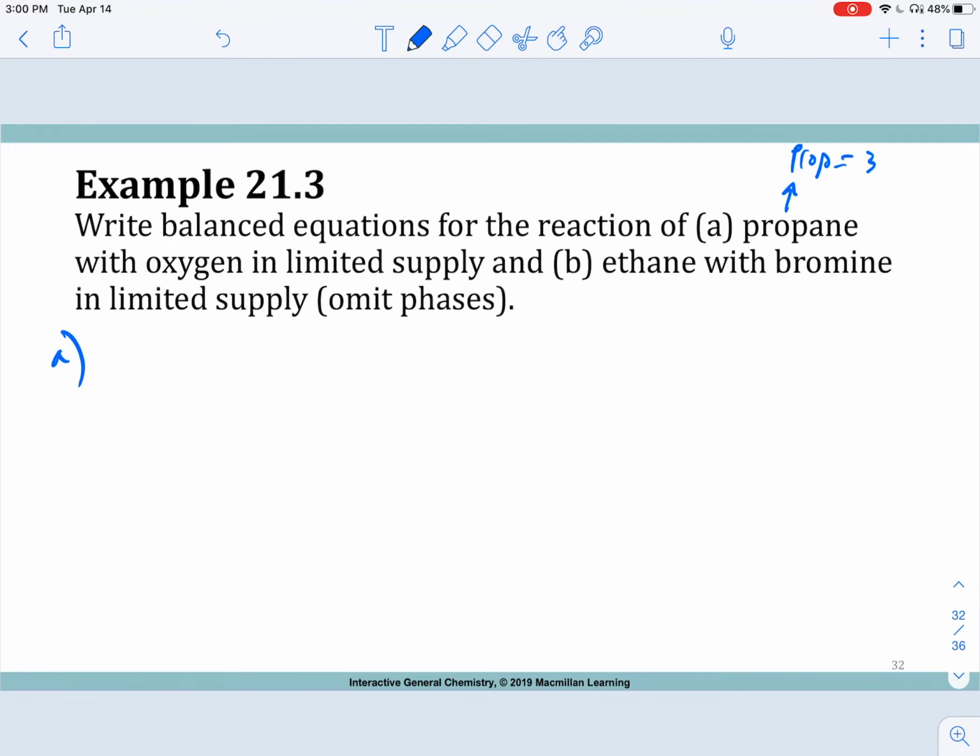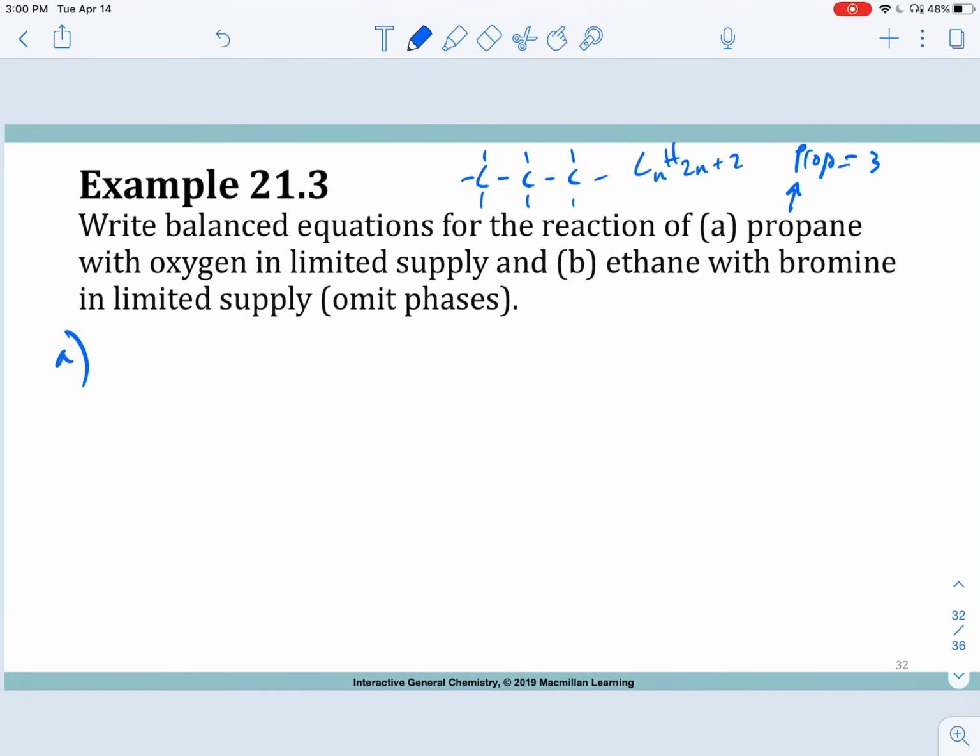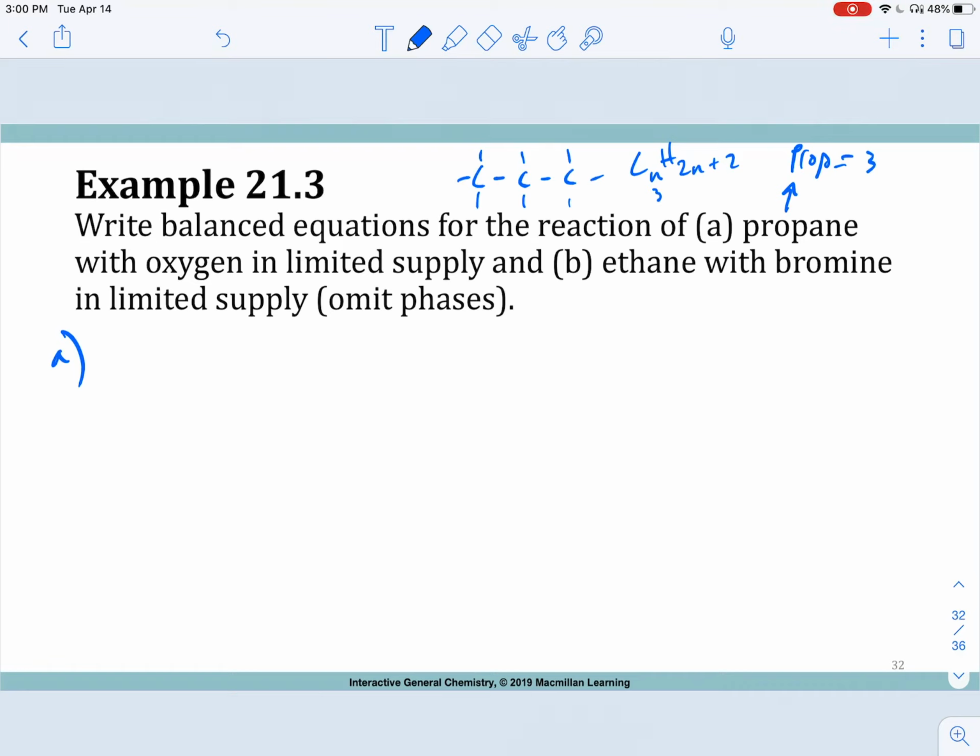So if I have 3 carbons, I need to fill this up with hydrogens. Now there's no substituents. So what do I get? C3H, 1, 2, 3, 4, 5, 6, 7, 8. That's how I do those to remember those. Or you can remember that it's going to be CnH2n plus 2. That's also the formula you can use. So this would be 3, and this is 2 times 3 plus 2. So 6 plus 2 equals 8. So that's one way you could do that as well.